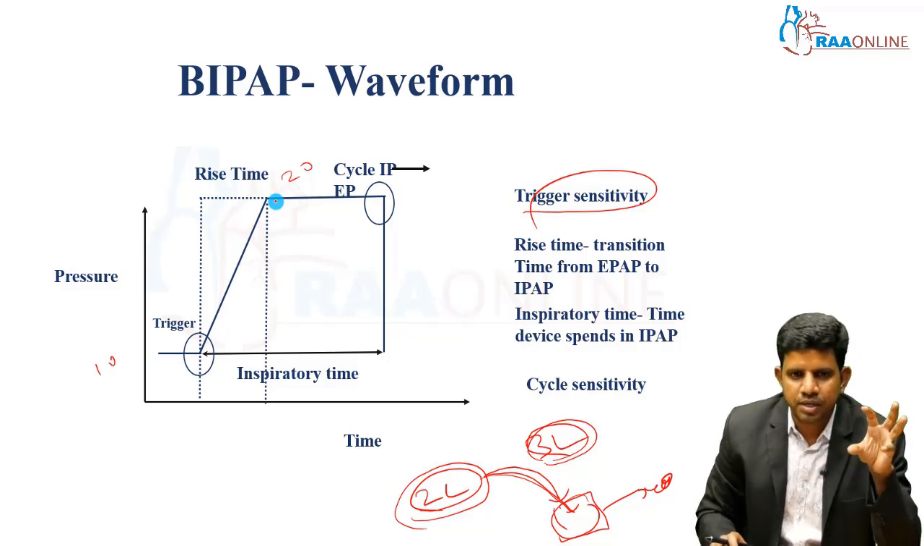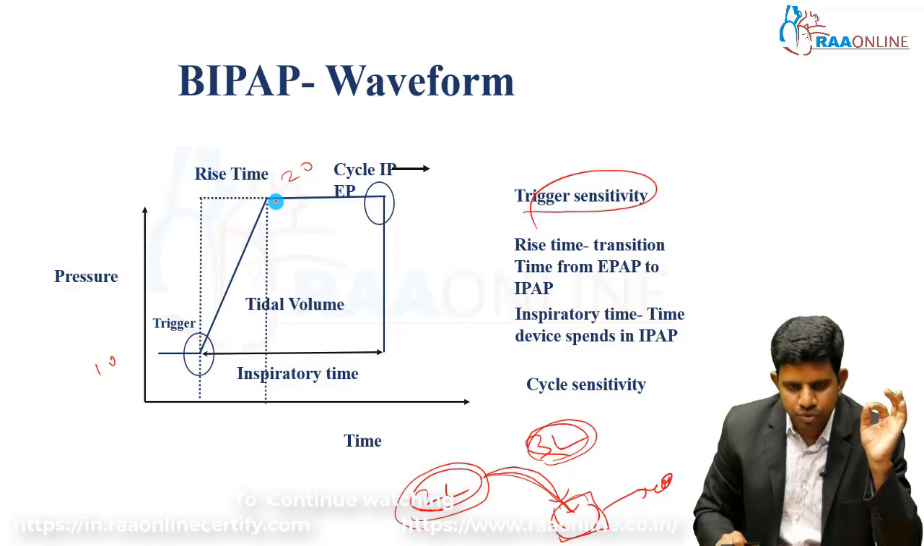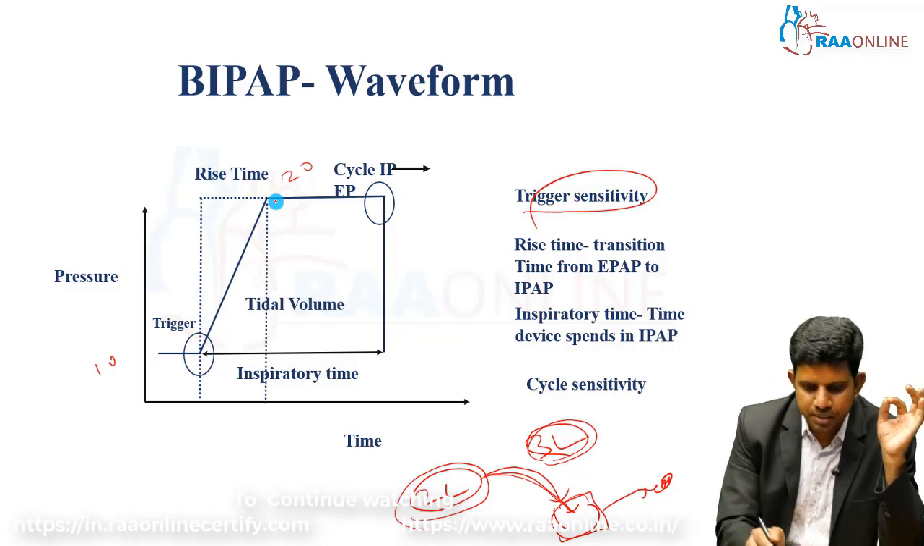So the basic things you have to understand are trigger, rise time, inspiratory time, and third, cycle sensitivity. The area of this waveform decides the tidal volume.